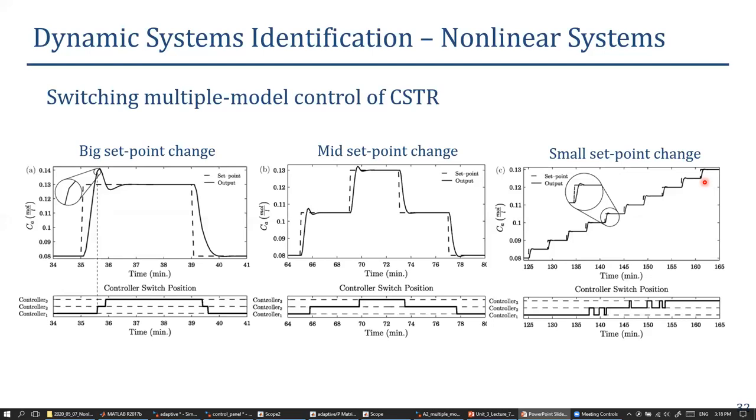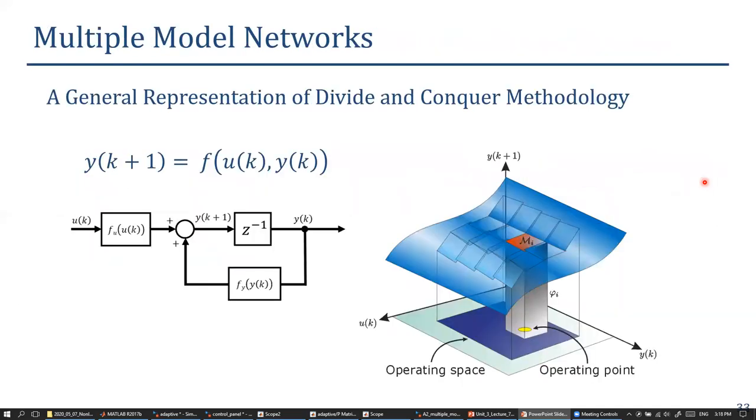This approach is called a divide and conquer approach, and the resulting model is called a multiple model network. What we are doing here is dividing the operating space, denoted here with u(k) and y(k), into different sub-operating spaces around a particular operating point.